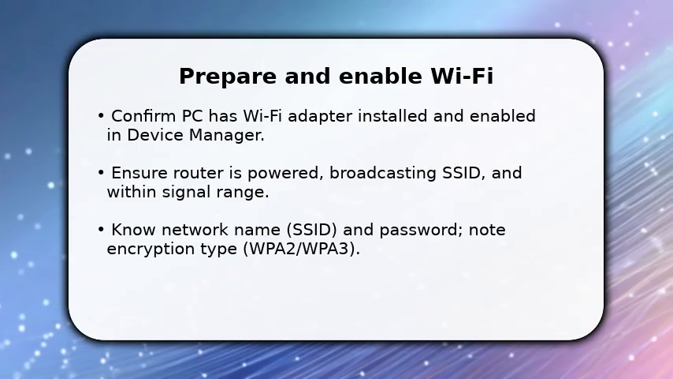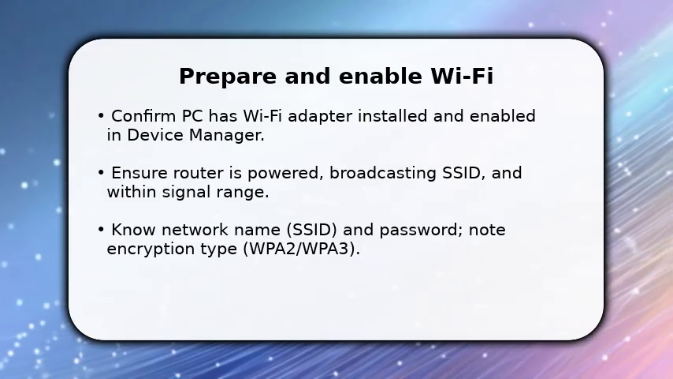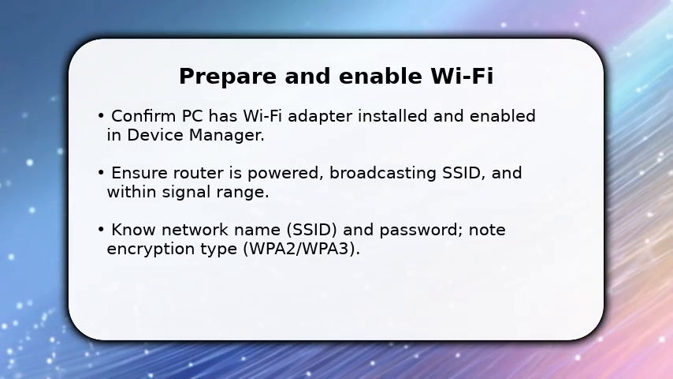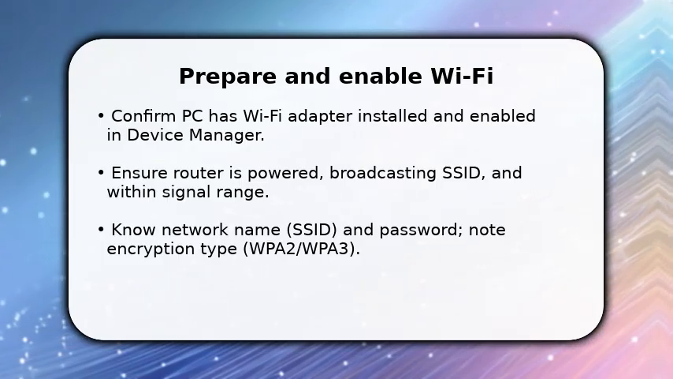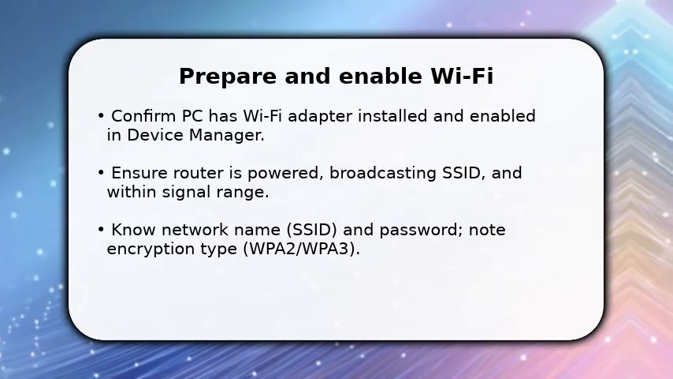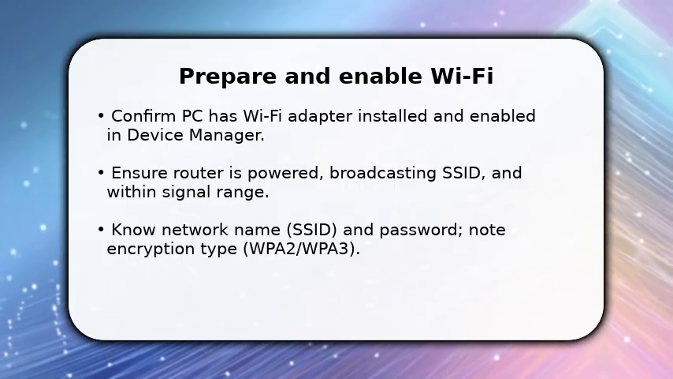You're starting with the basics unlocked. Make sure your PC's wireless adapter is present and turned on. Open Network Settings now and select the Wi-Fi toggle. This activates the radio so the PC can scan.